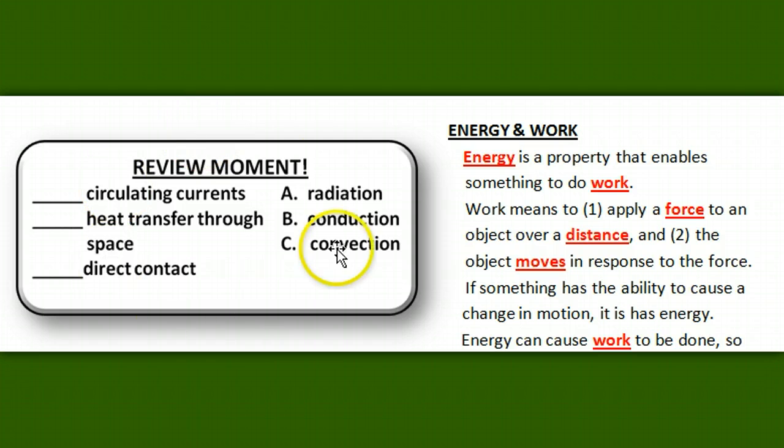In the top part of page 9, this actually goes with the previous lesson, so we're not going to look at that yet. We'll be doing that later. That's a conduction, convection, and radiation lesson. We're going to start over here where it says energy and work.